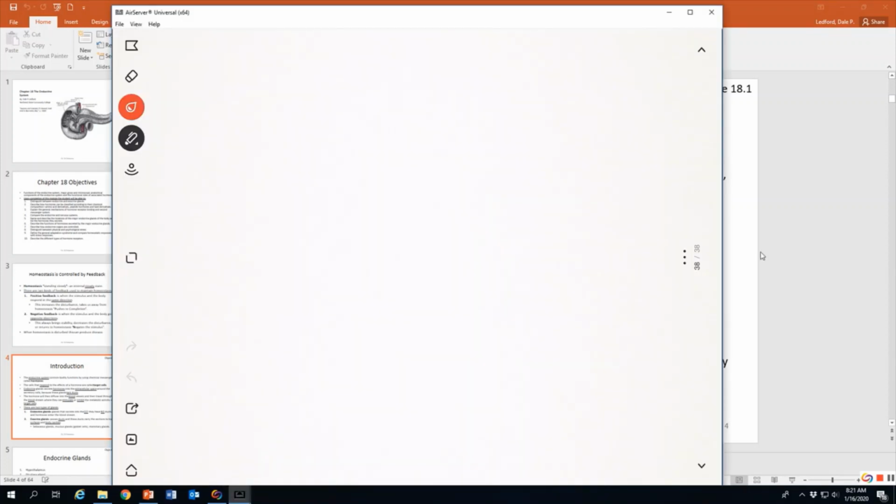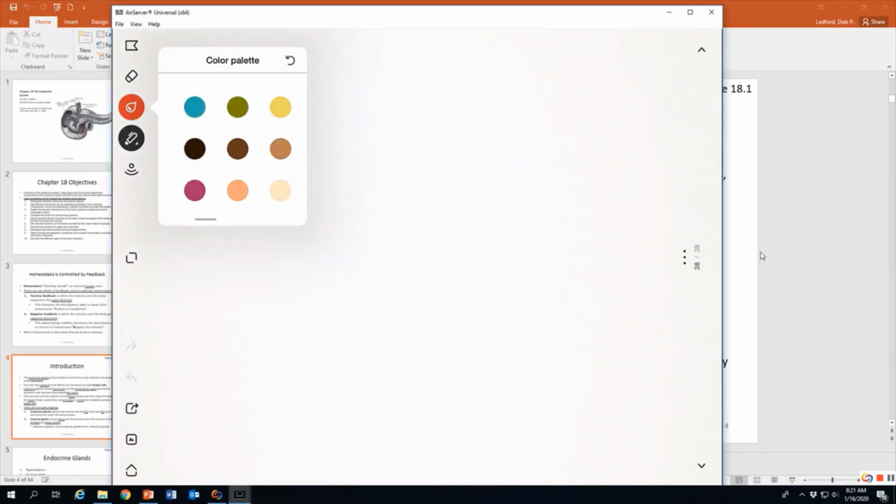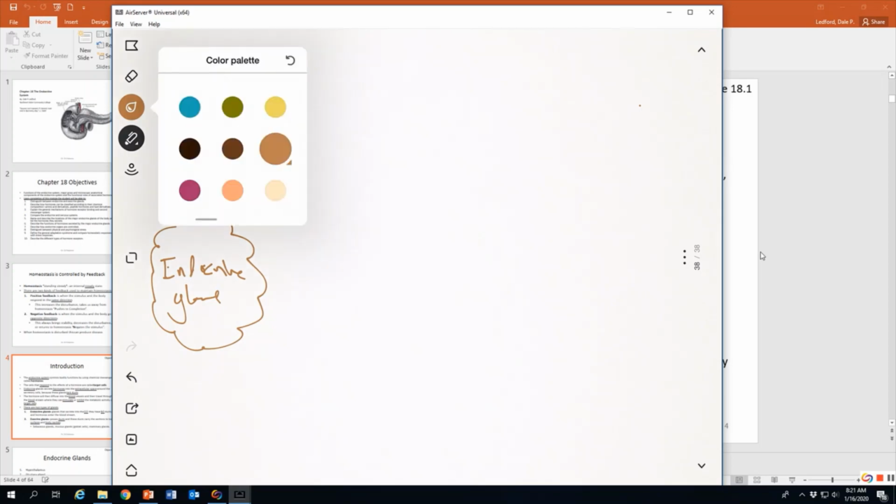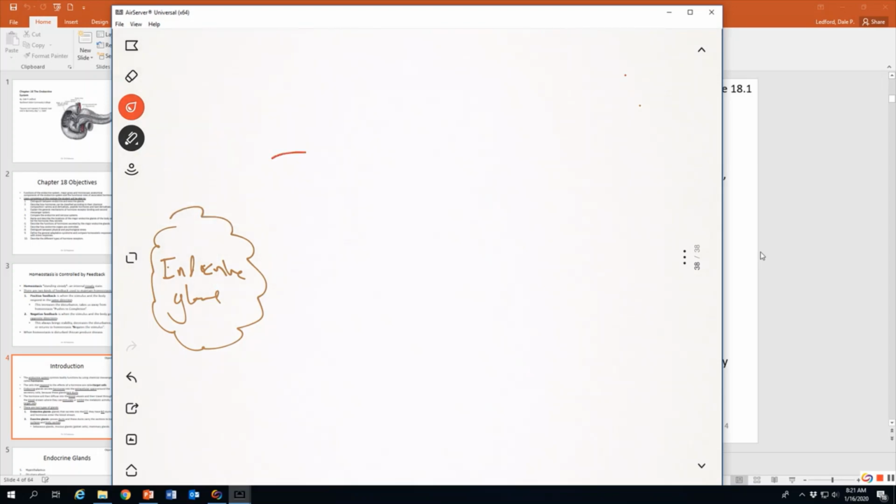So let's say I have a gland right here, and this is an endocrine gland. It could be any of the endocrine glands that we have: thyroid gland, pancreas, pituitary gland, adrenal gland, whatever, any gland in your body. Nearby this gland, you're going to have some blood vessels, some capillaries nearby.